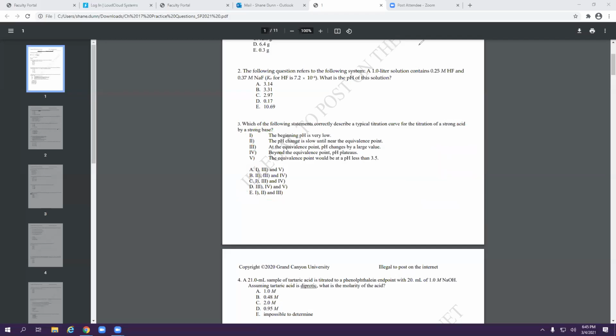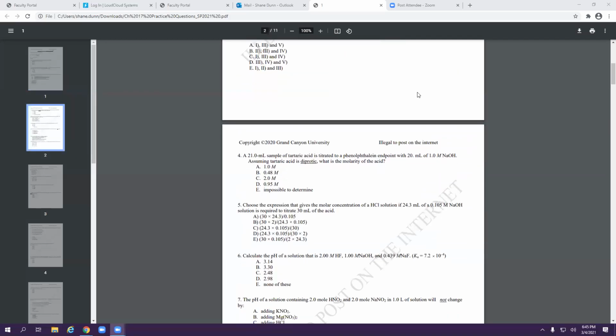Boom. Moving on. Okay. Number 4. So, a 21 milliliter sample of tartaric acid is titrated to a phenolphthalein endpoint with 20 milliliters of NaOH. Assuming tartaric acid is diprotic, what is the molarity?